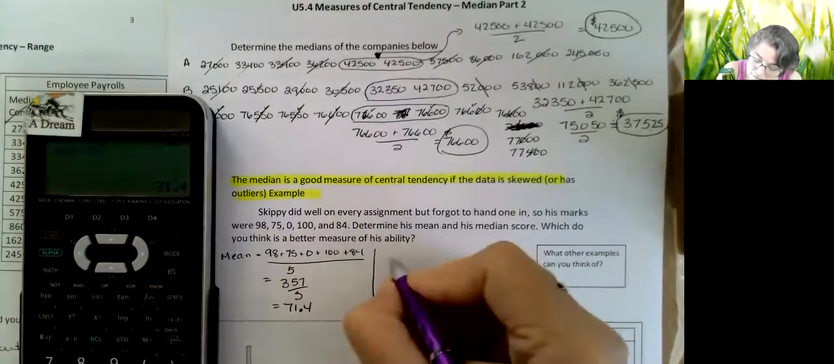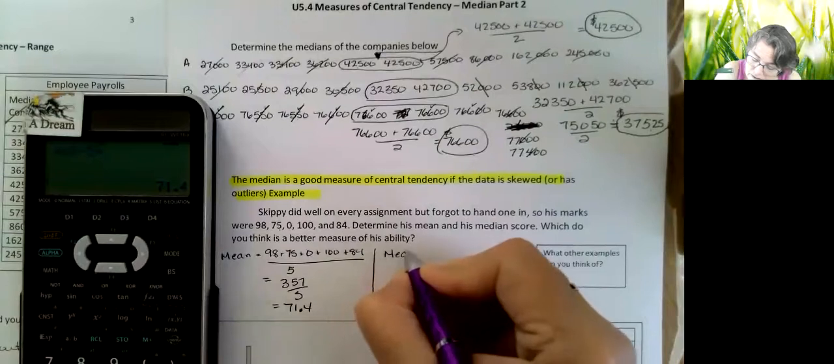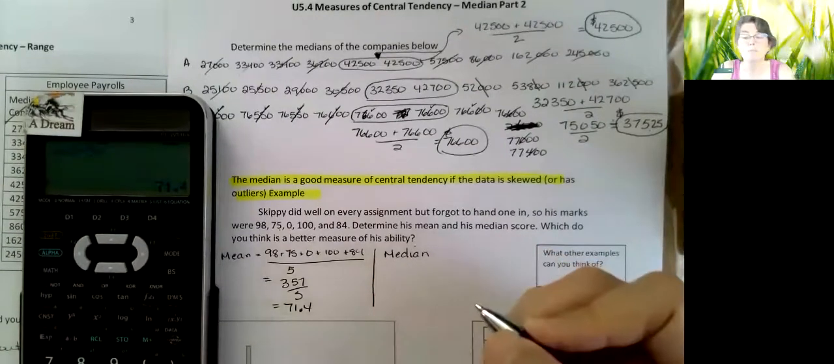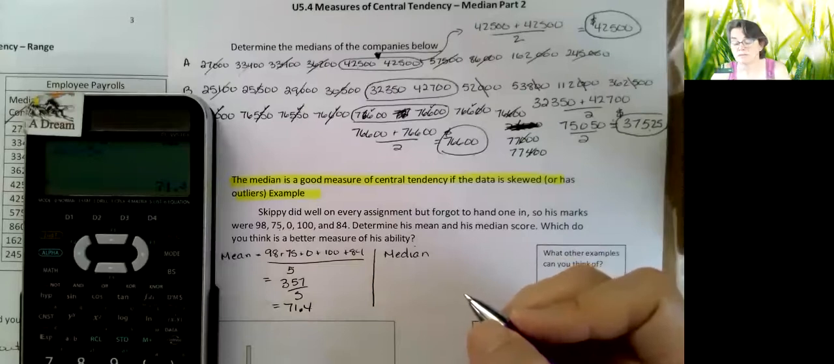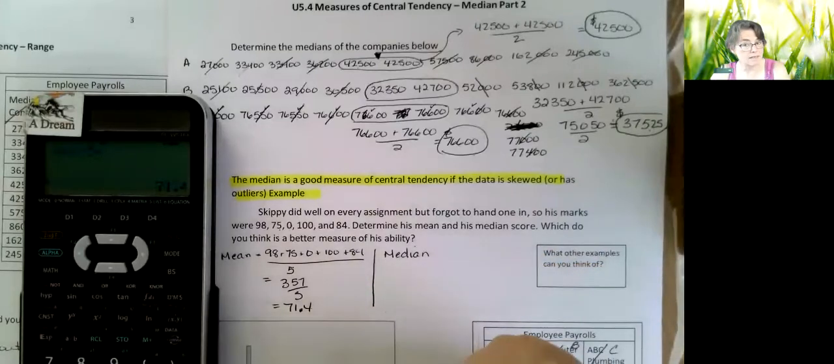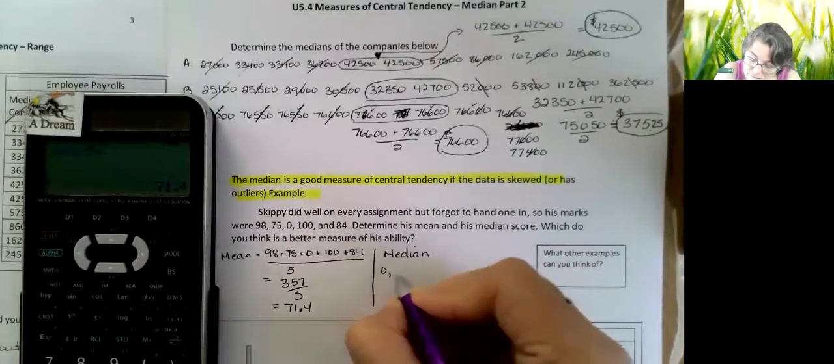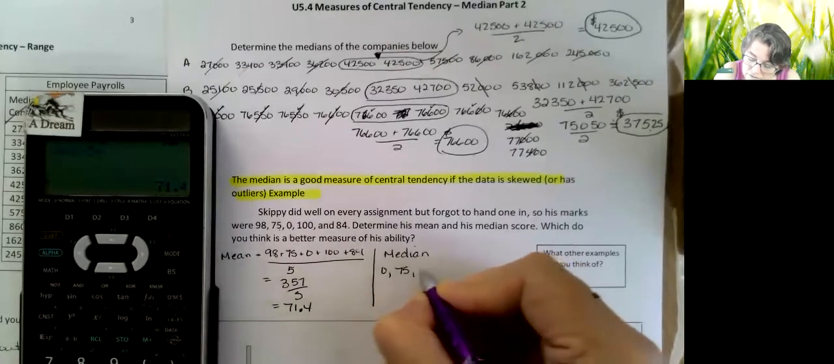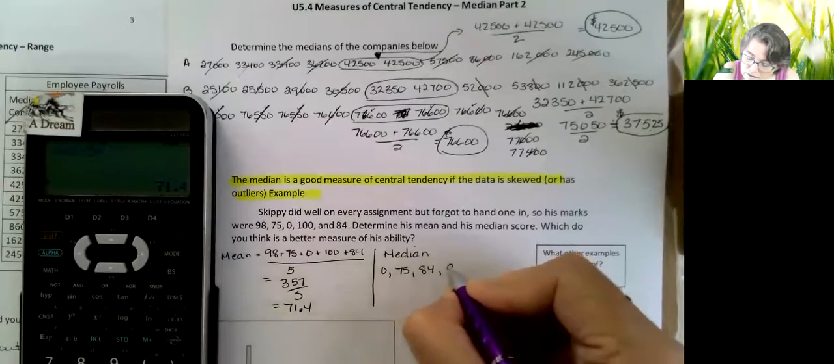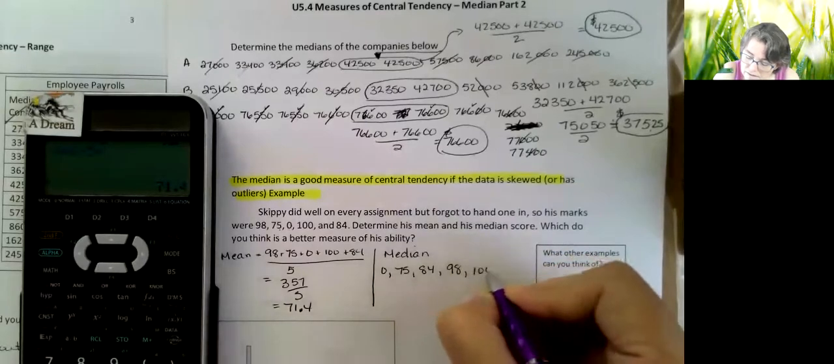Now, median. Don't forget, with median, you need to put stuff in order first, because the same set of data should always, always, always give you the same median. So 0, 75, 84, 98, and 100.